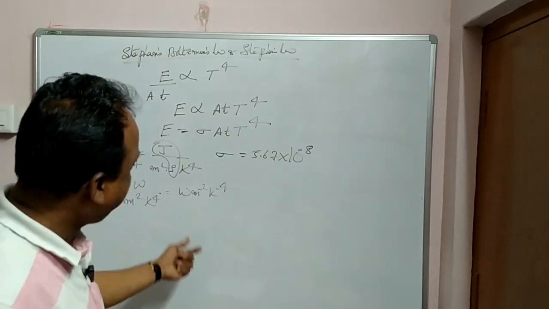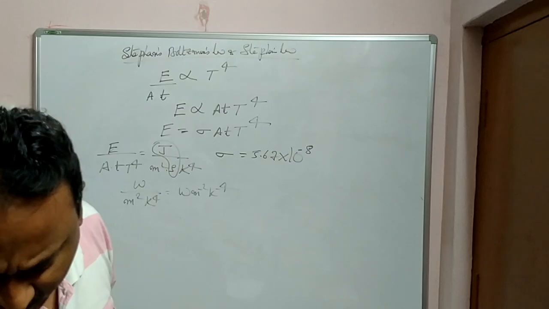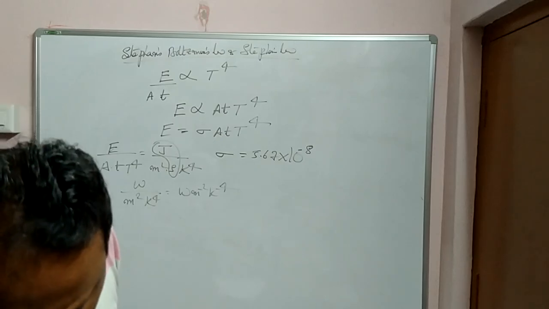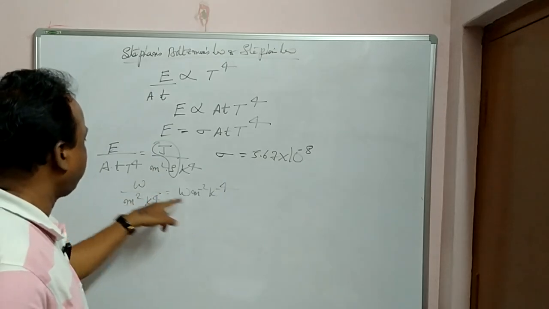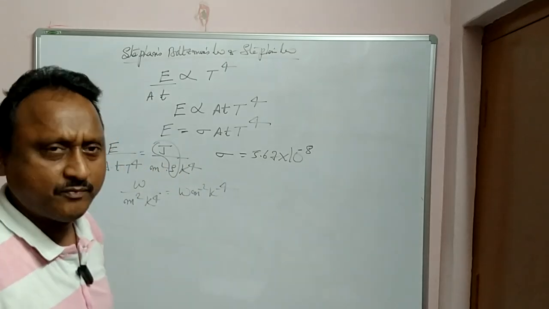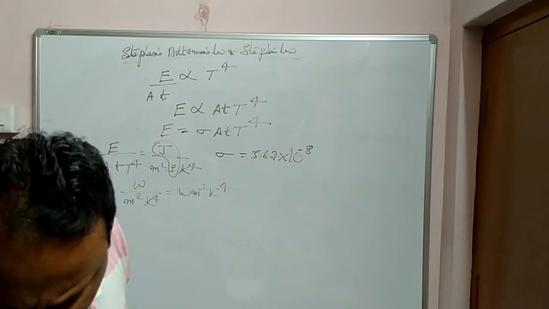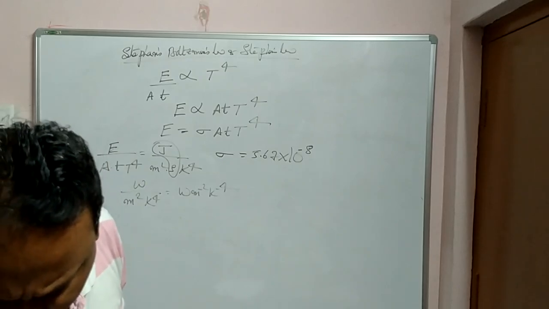The value is watt per meter square Kelvin power 4. Please check it. Area unit is meter square, and temperature has fourth power here, so Kelvin power minus 4. Clear? So these are the units and things you have to remember.